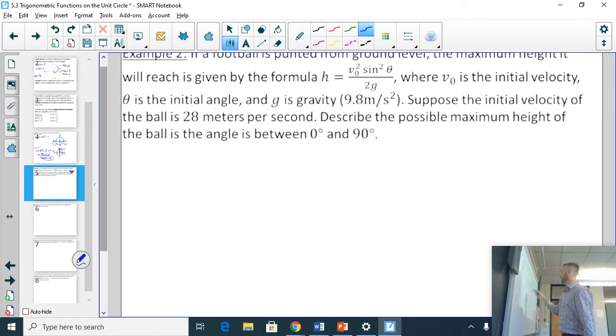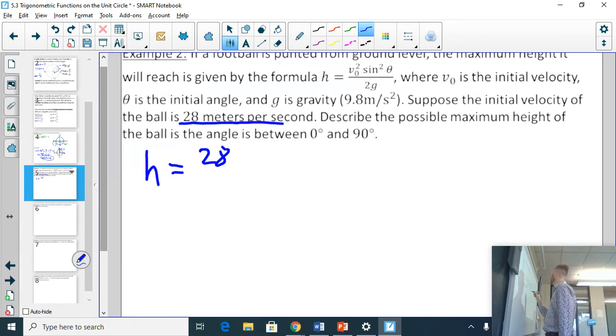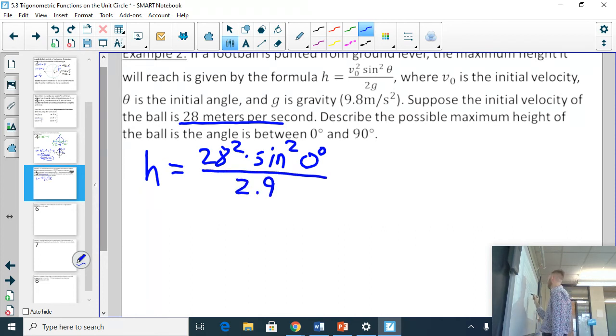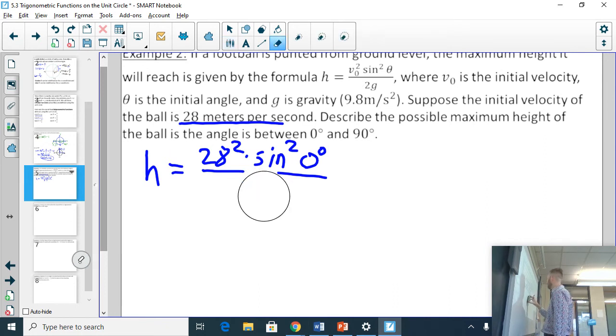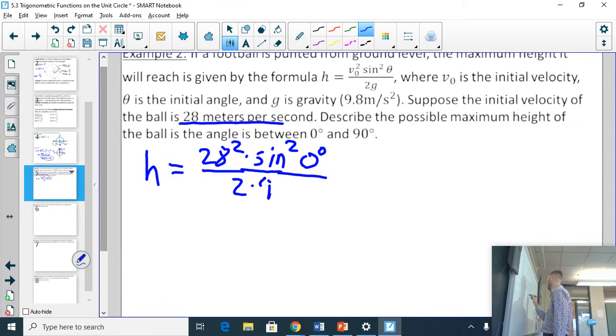So that's a lot of words, but we're just going to use this formula and plug in what we know. So v naught, the initial velocity, is 28 meters per second, so I'm just going to put 28 in there, squared, and then times sine squared of between 0 degrees and 90 degrees, so let's do 0 degrees first, all over 2 times 9.8.